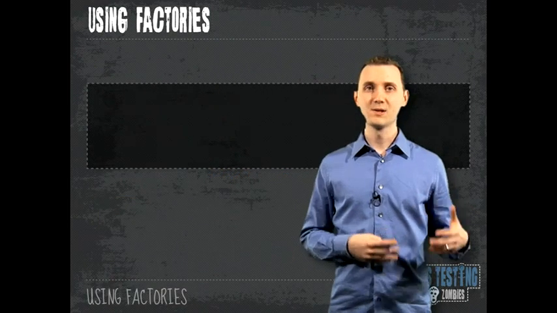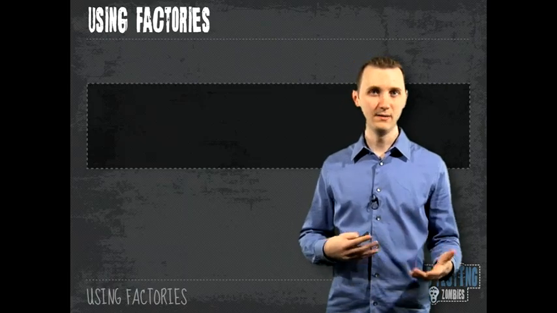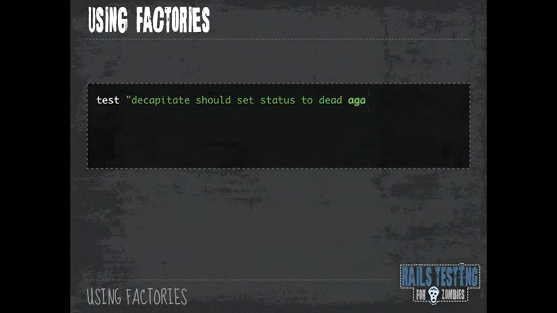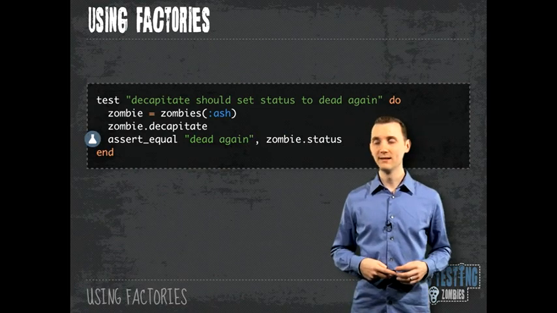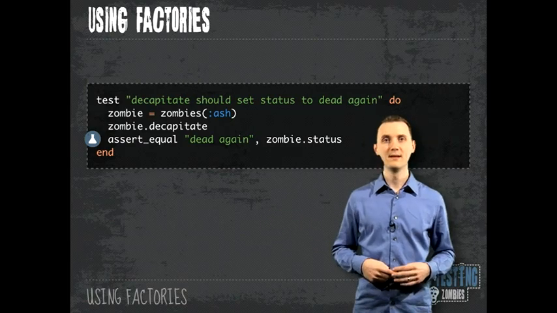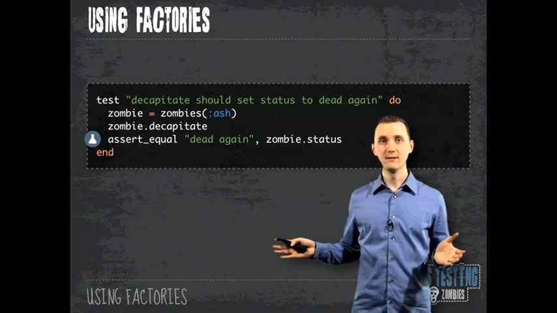So how do factories actually look in tests? We've seen how they operate, we've seen how to define them, let's see how to actually use them. So here's a test that we might have written earlier at the unit level. In this case, we are loading a zombie from the fixtures, we are decapitating the zombie, and we are asserting that his status is now dead again. It's fine, it's a perfectly good test.